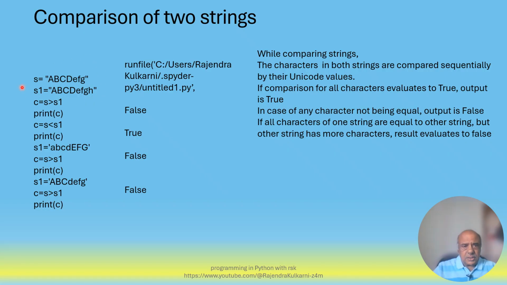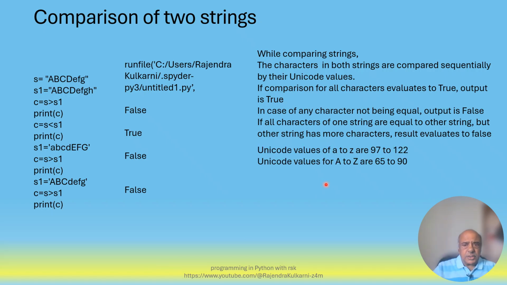We can see this here in this particular case. S is A, B, C, D, E, F, G, that means it has 7 characters, or the length of S is 7. In S1 we have added one more character H after G, so length of S1 will be 8. Naturally 7 is not equal to 8, or 7 is less than 8, so result will be false.